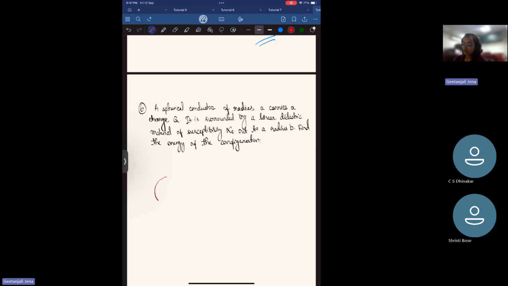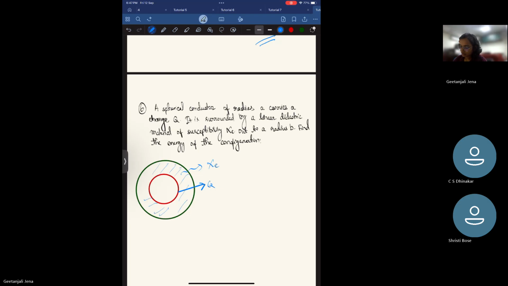So you have a conductor and it is surrounded by a dielectric. There is a charge, the charge Q here. This is susceptibility chi e. This one is A, this is B. Linear material of susceptibility chi e, and find the energy of this configuration.